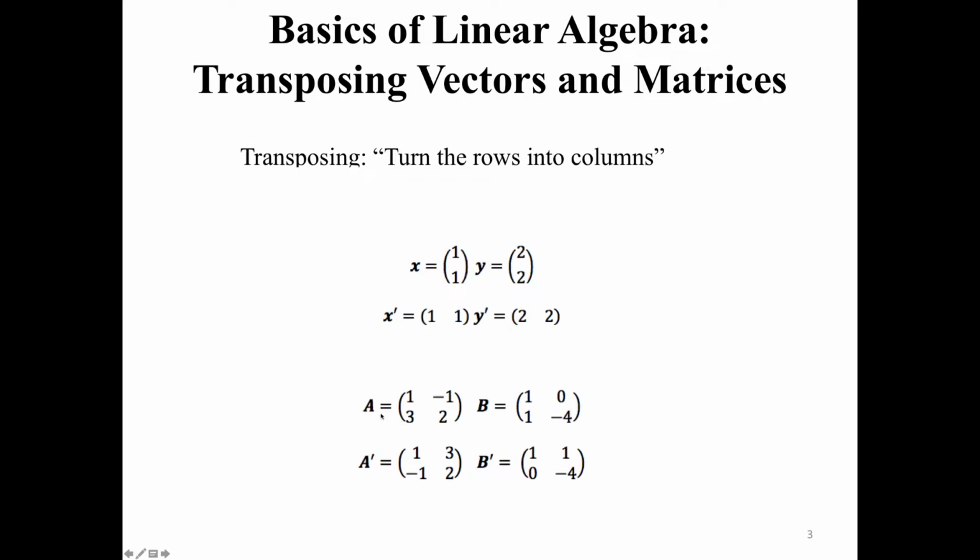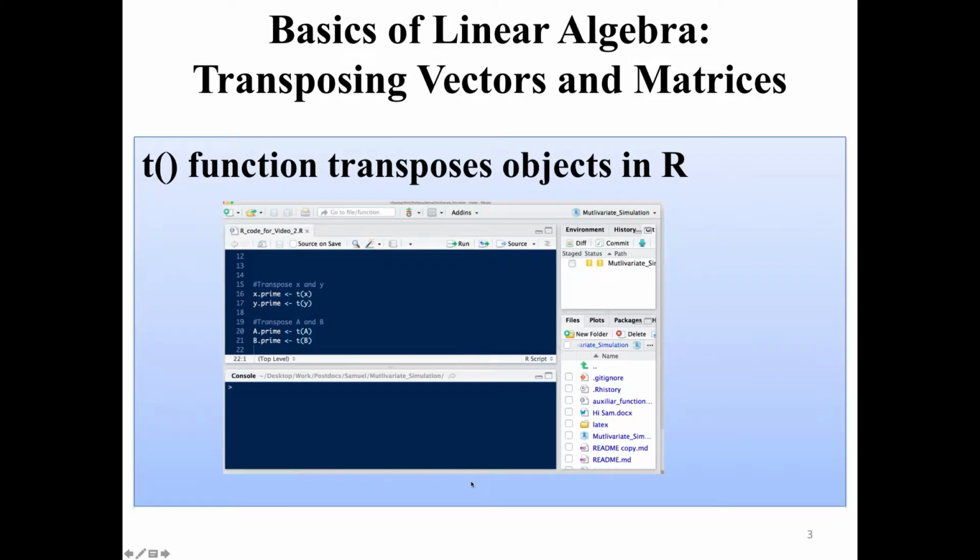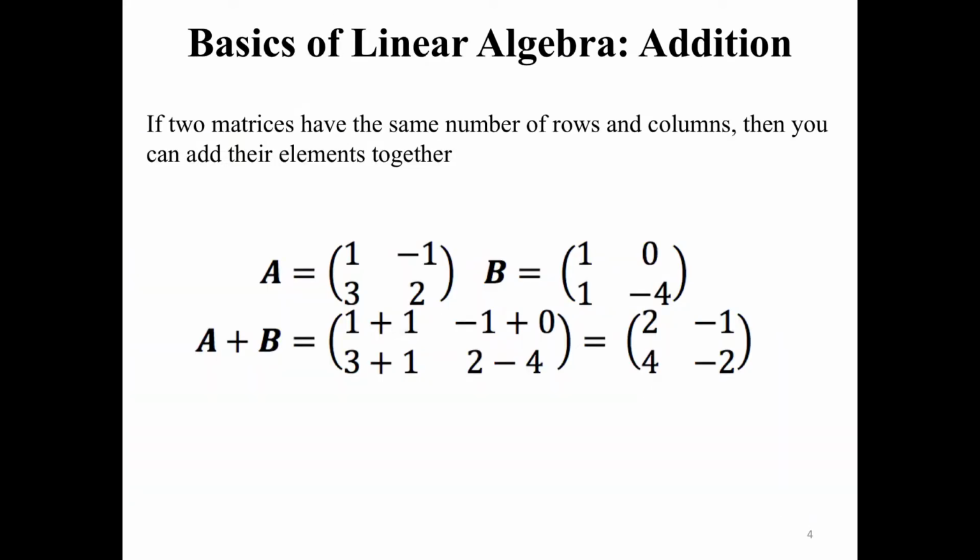In a similar fashion, for matrices A and B, which were introduced in the previous slide, we're just turning the rows into columns. So in A, the first row is 1, negative 1, and then in A prime, the first column is 1, negative 1. And we use the t function to transpose objects in R. And of course, when I say objects, I'm referring to matrices and vectors.